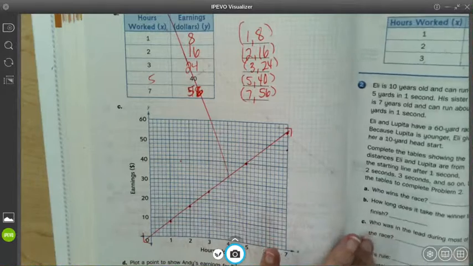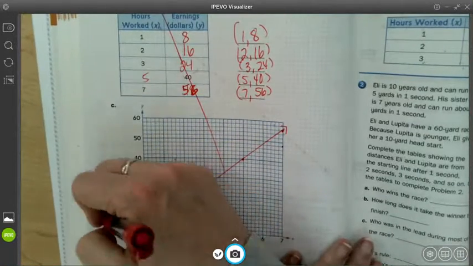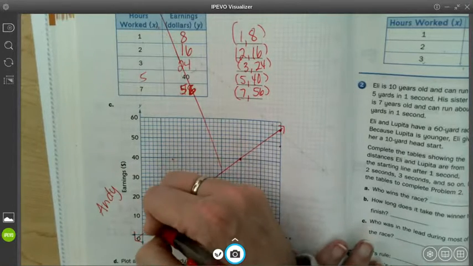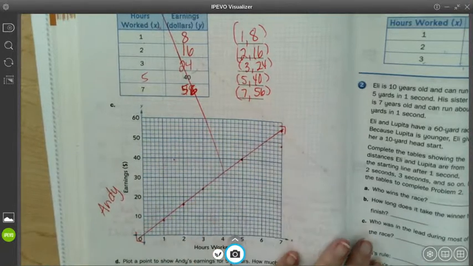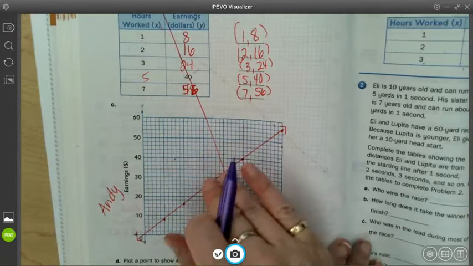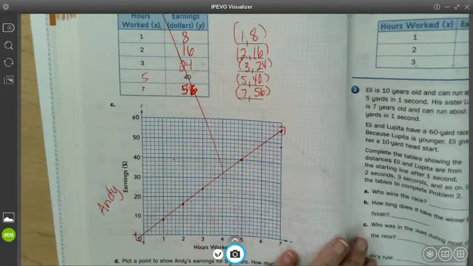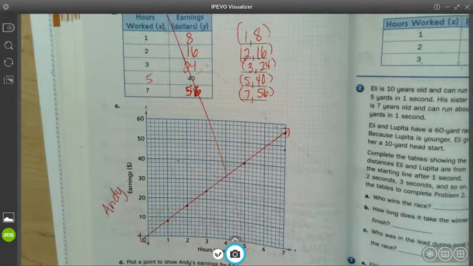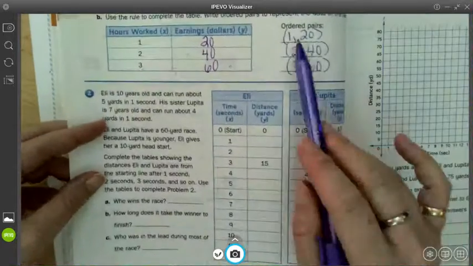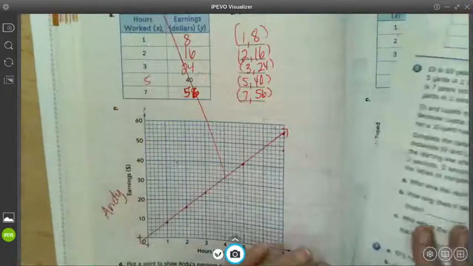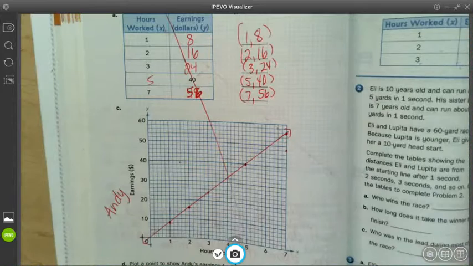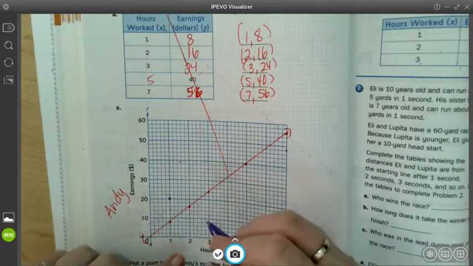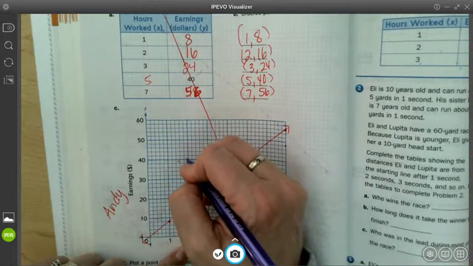So on mine, I have Andy's information in red. So I'm just going to write his name in red so I remember, or you could label it and say Andy's earnings. And what I'm going to do is use the same coordinate grid to plot Carla's earnings. Okay, so go ahead and plot your ordered pairs on the same grid that you did for Andy's earnings. I'm going to do that now as well, and then if you need more time, when I'm done, you can always pause the video.